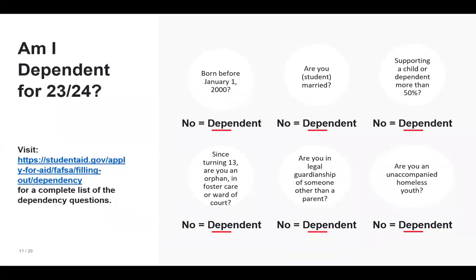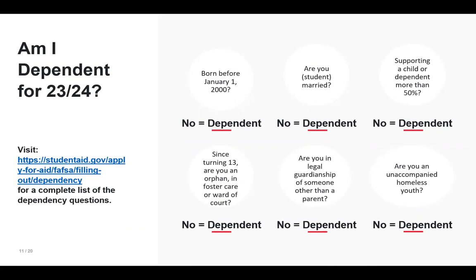Now, a common question we get when students are applying for aid is whether or not they need to include parental information on the FAFSA. There are 13 questions on the FAFSA that determine whether a student is a dependent or independent. If the student can answer yes to any one of those questions, they are independent.